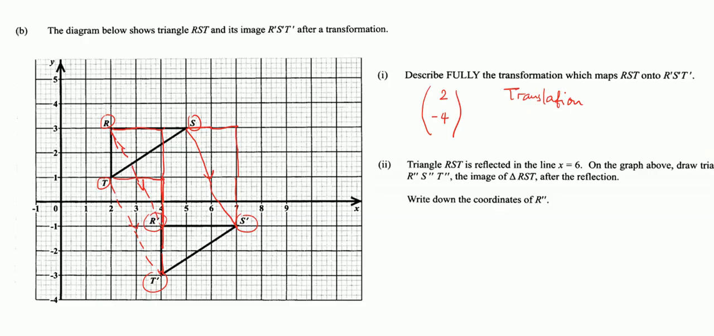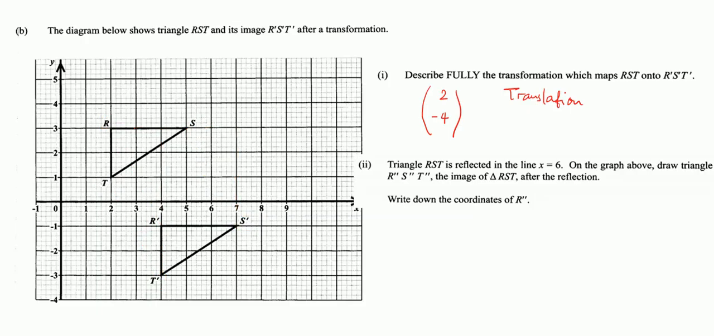Hold on one second. Okay, so the second part says triangle RST is reflected in the line x equal to 6. On the graph, draw the triangle R double prime, S double prime, T double prime, which is the image of triangle RST after reflection. So the first thing we need to do is to draw this line, the line x equal to 6. Now the line x equal to 6 is really this line here. So this is x equal to 6.